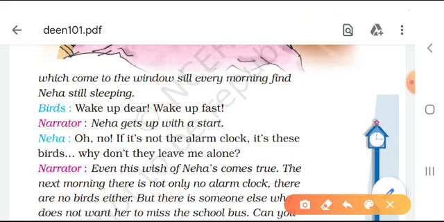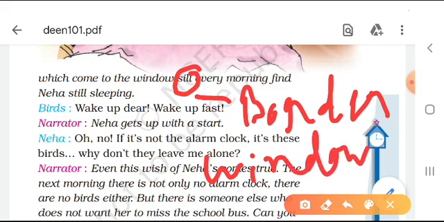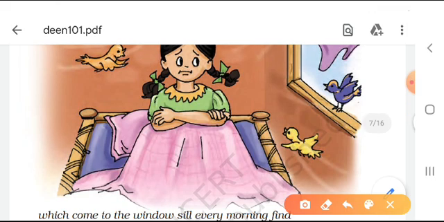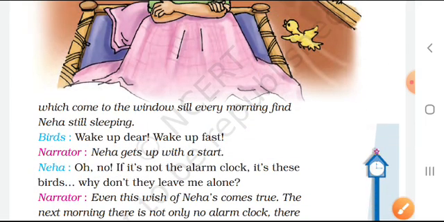So now there is another problem. The problem is that Neha is sleeping, but now small birds came and they are making noise, which came to the window sill. Sill means the border of the window. Here you can see this, that is the sill. This is the sill.